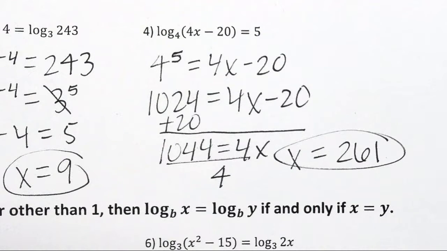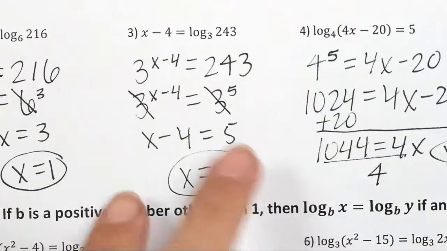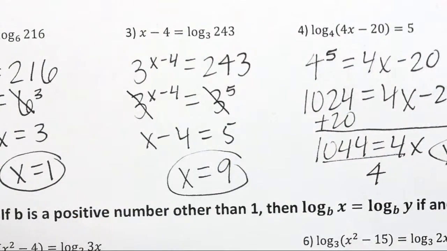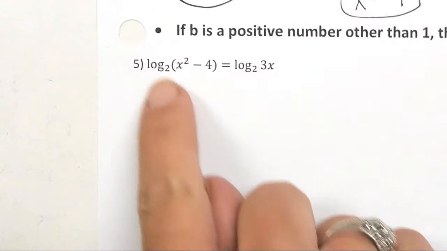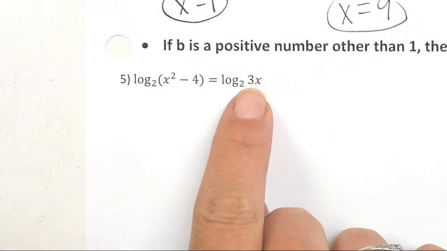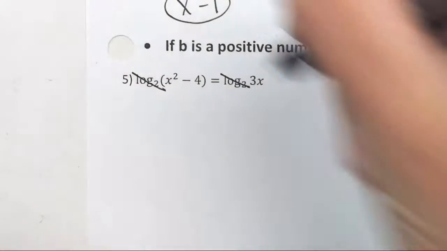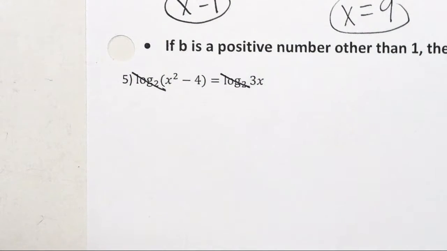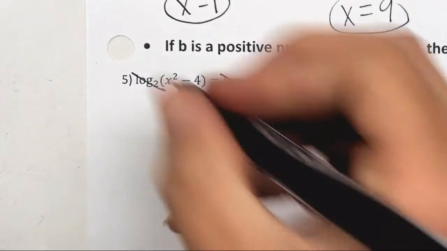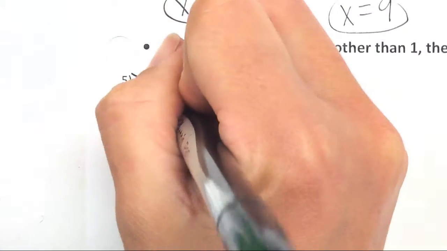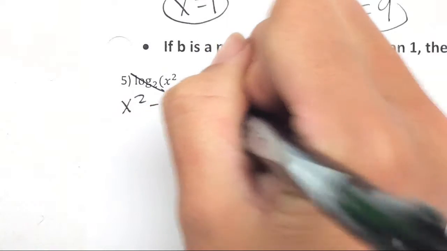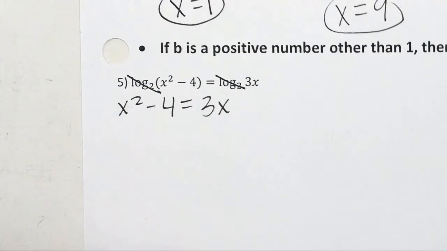Okay. So these are a little bit different, 5 through 8, because they have logs on both sides. But it's pretty easy because just like these have the same base where we can cancel them out, if we look at this one, what's the base on this side? What's the base on this side? 2. So they're the same, so we can also cancel them out. Same base, we can cancel them out. And now we can set x squared minus 4 equal to 3x. And now all we have to do is solve for x.